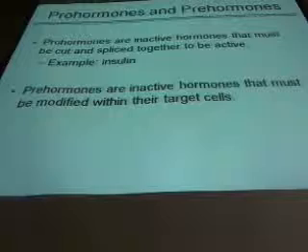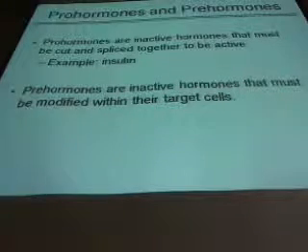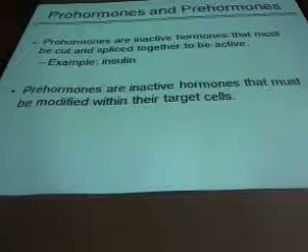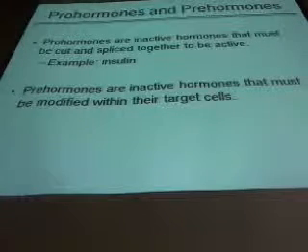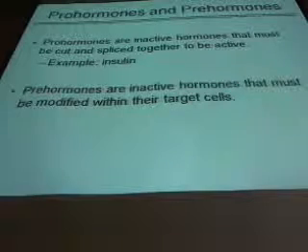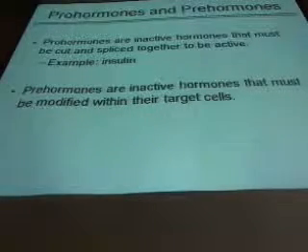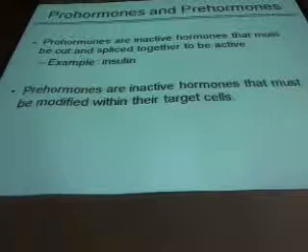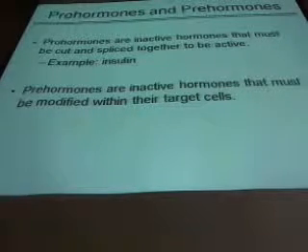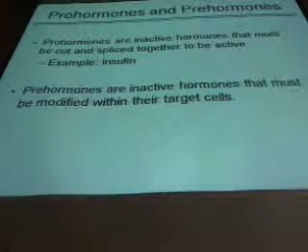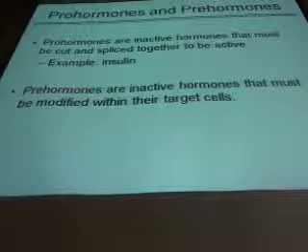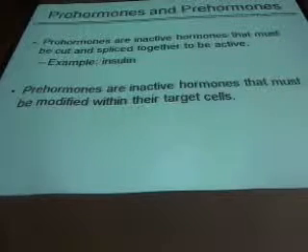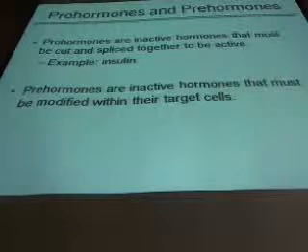Prohormones and prehormones. Remember when we talked about the production of insulin, it started in the cells from pre-pro to insulin. It started as a long chain that's broken up and made into 2 polypeptide chains in insulin. Prehormones are inactive. The cells that use them have to modify them. Prohormones are inactive hormones that are cut and spliced together to be active. Insulin, remember, came as a long polypeptide. It was cut and spliced into like a 20 and a 30 carbon chain.